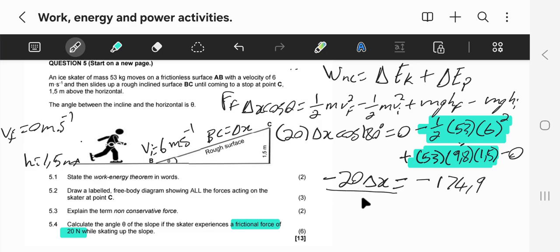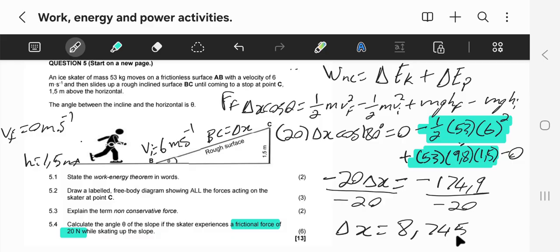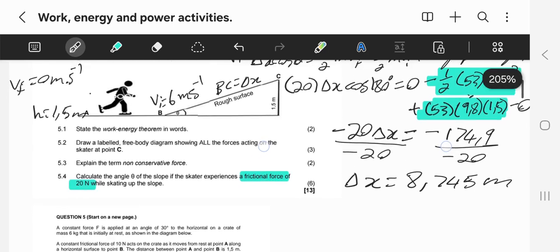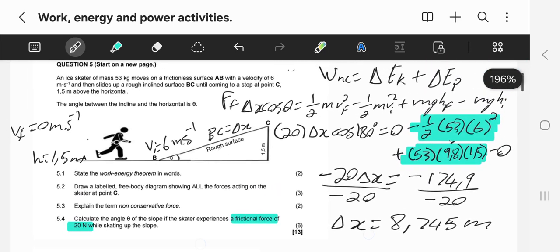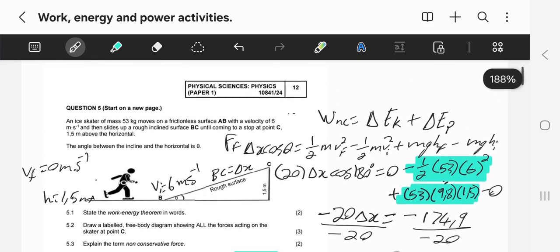174,9, and then we divide by negative 20 on both sides because we are looking for delta x. And if I say negative 174,9 divided by negative 20, the value that I'm getting for delta x is 8,745 meters, right? Once I have this delta x now, what I'm going to do is finally find my theta. How am I going to find my theta?